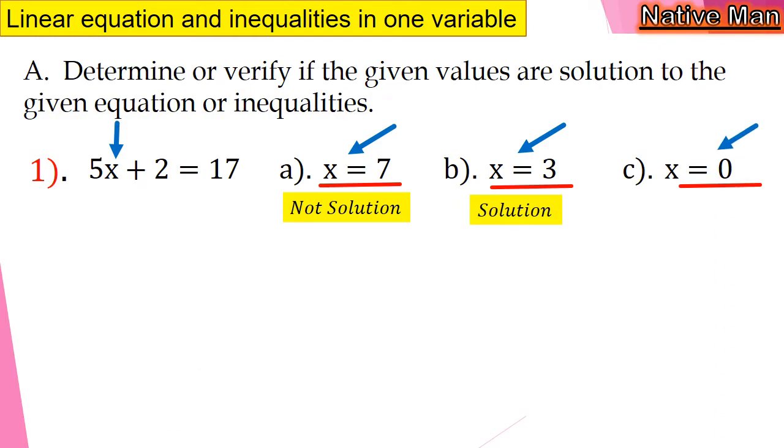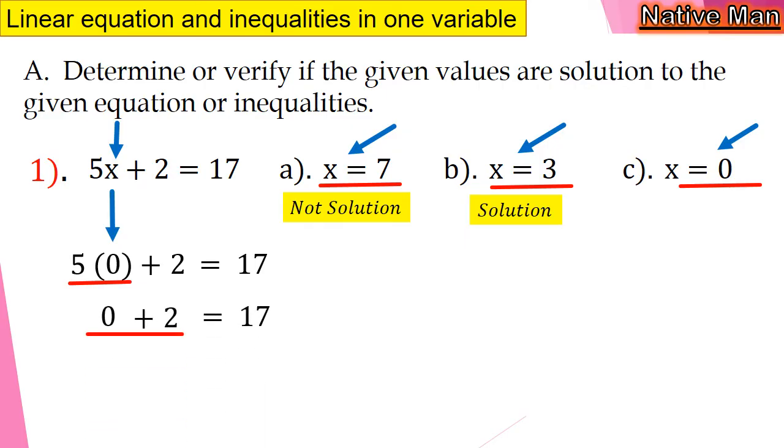Okay, so how about letter C? x is equal to 0. Again, we substitute. So 5 times x, so 5 times 0 plus 2 is equal to 17. Multiply first. 5 times 0 is 0. Plus 2 is equal to 17. Then add. 0 plus 2 is 2 is equal to 17. Is 2 equal to 17? No, that is false. So x is equal to 0 is not a solution. So among the values of x, A, B, and C, only letter B is a solution, x is equal to 3.